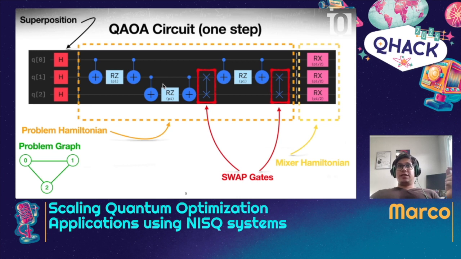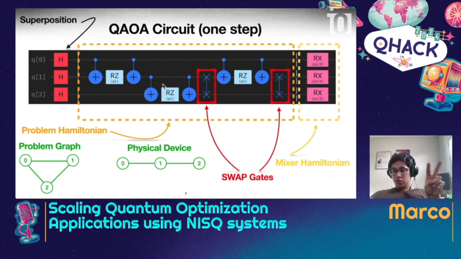And these swap gates appear because you may use the physical qubits on the device, but they may not be connected as those in your problem graph. For instance, if your physical device is like this, there's no connection between 0 and 2, which means that you have to swap either qubit 0 and 1 or qubit 1 and 2, so that 0 and 2 are close to each other for you to apply the next gate that involves these 2 qubits. And then you need to take these two back to their own place. So this makes it a little bit more complicated.